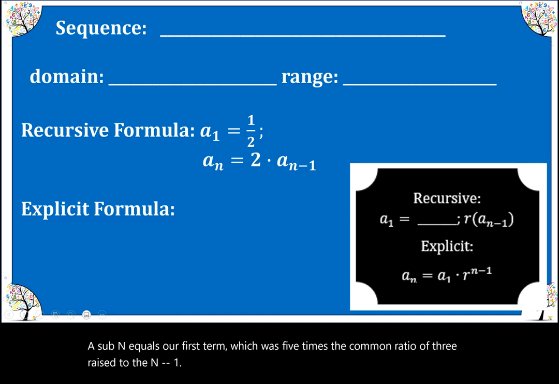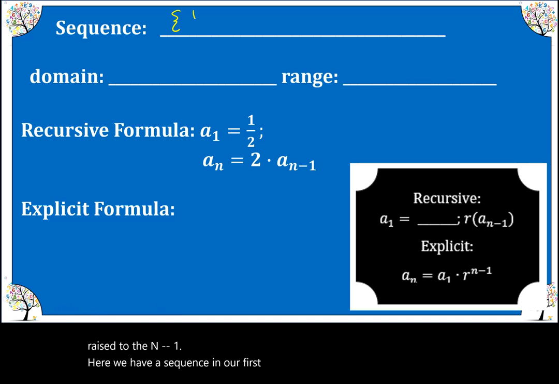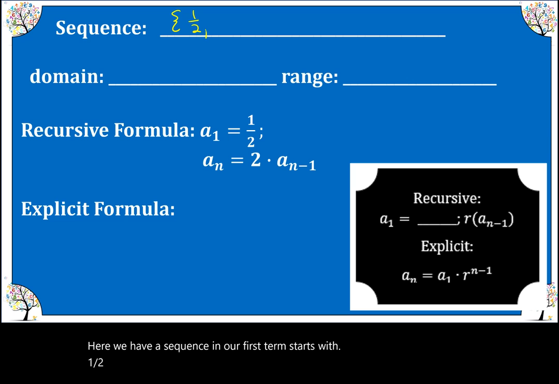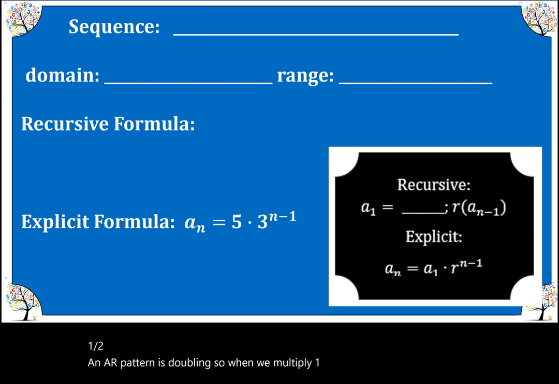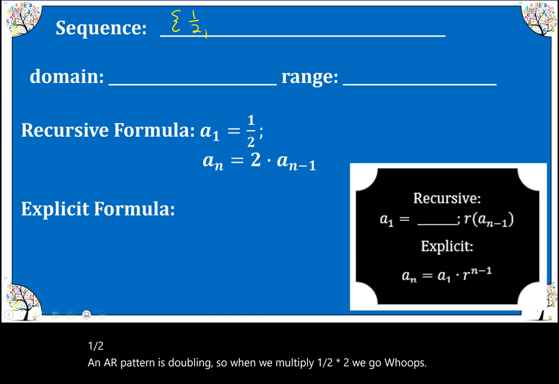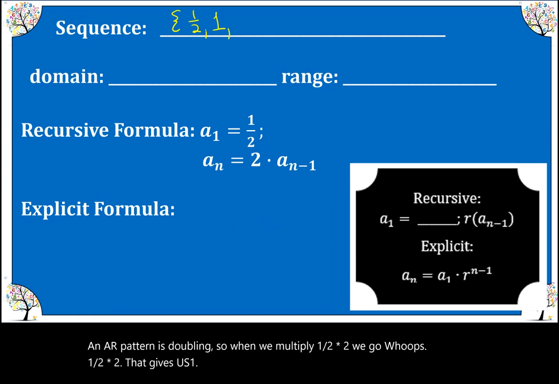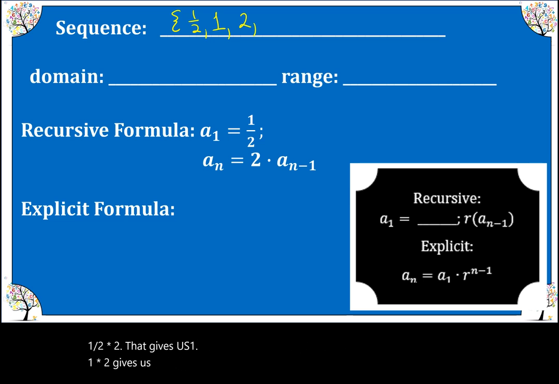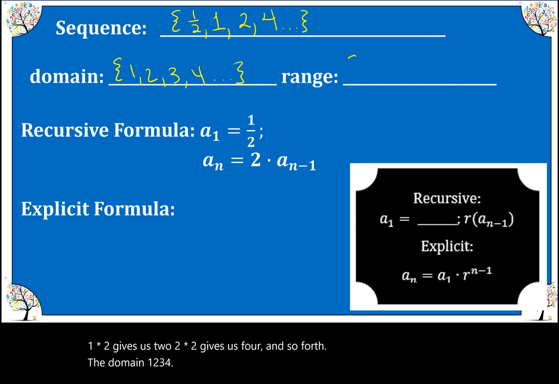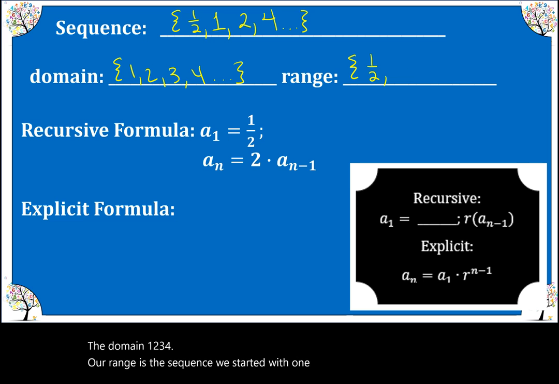Here we have a sequence, and our first term starts with 1/2, and our pattern is doubling. So when we multiply 1/2 times 2, that gives us 1. 1 times 2 gives us 2. 2 times 2 gives us 4, and so forth. The domain, 1, 2, 3, 4. Our range is the sequence. We started with 1/2, and we doubled.